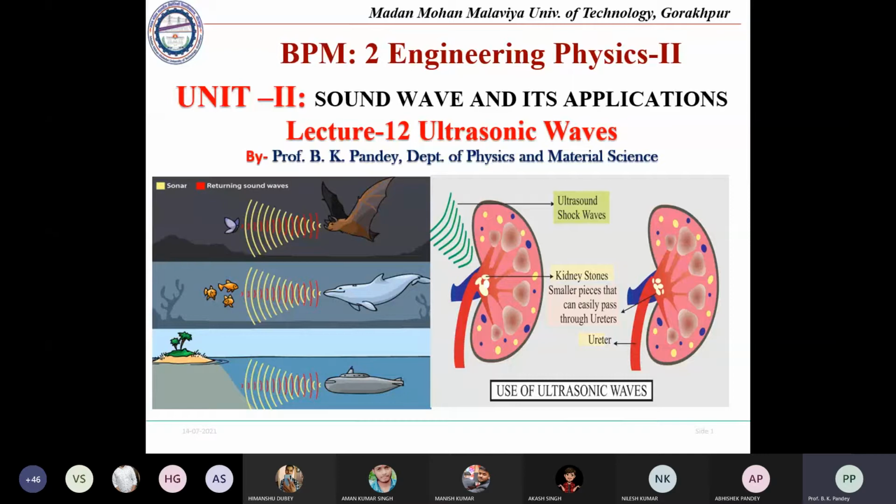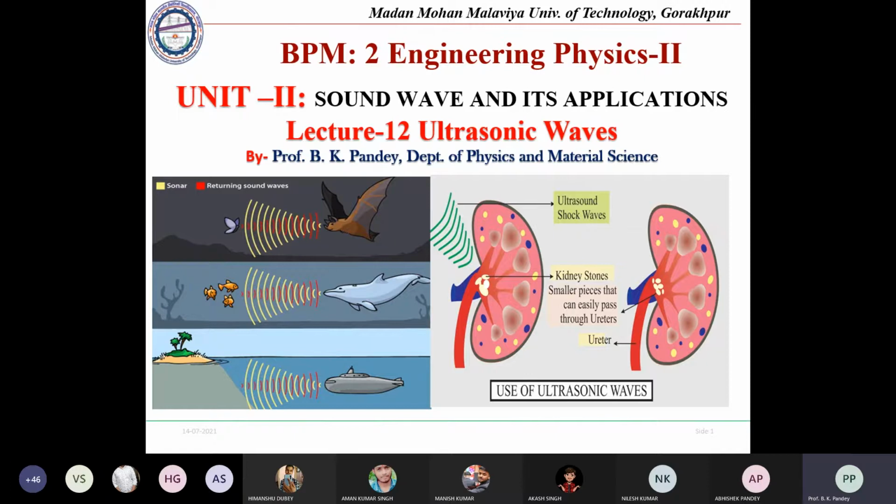In this front PPT, you are seeing two pictures. Number one, in which the dolphin and bat are moving in a particular direction. For example, if a bat is moving in a particular direction and some birds or some obstacles are there, then the ultrasonic waves produced by the bat get reflected from that obstacle, or that bird, or anything lying in the path of the bat. And the bat senses what is in its path of flying.